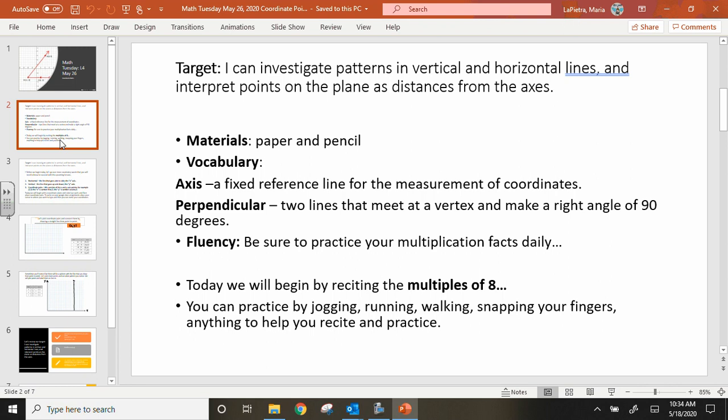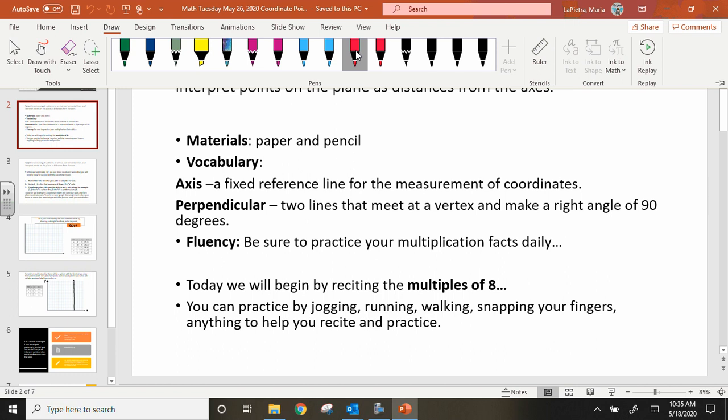Fluency, let's be sure to practice your multiplication facts daily. It's really important. So today we're going to begin by reciting the eights. I want you to write these down while we're doing this. You could jot, run, walk, snap your fingers, anything to help you recite and practice. Ready? Maybe I'll draw them while you write them as well.